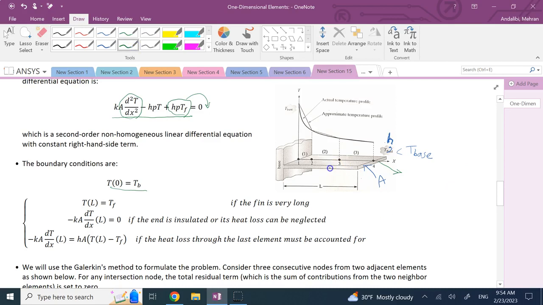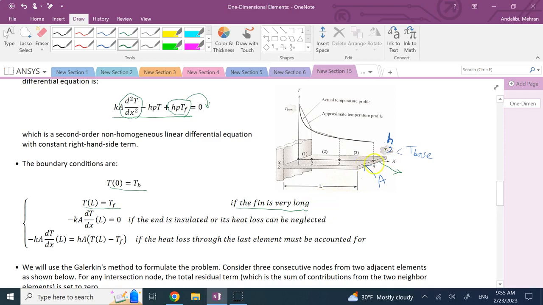Well, if the fin is very, very long, then you can say that the temperature has been reduced so much along the fin that at the tip, the temperature of the tip is the same as the temperature of the fluid. Okay, this is a very simplistic assumption, and it's only valid when the fin is literally infinitely long or very, very long. So it's a theoretical assumption. It's not valid really most of the times.